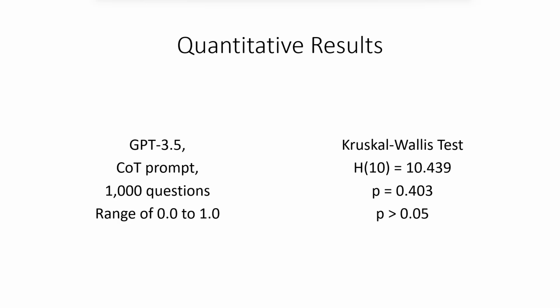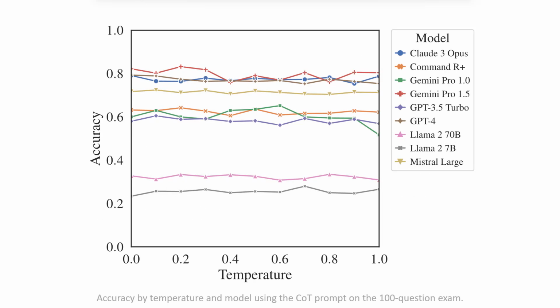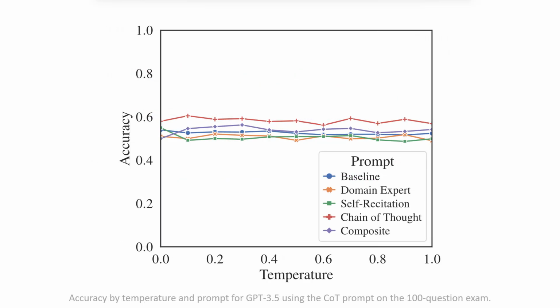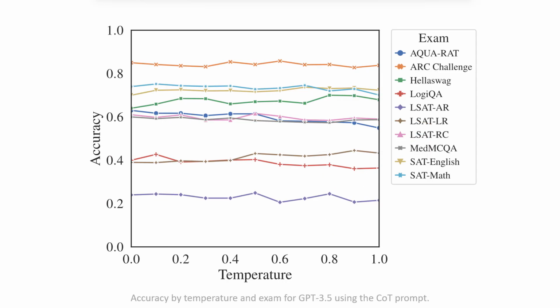To generalize these results across LLMs, we analyzed the data by model, once again using the chain of thought prompt and the 100-question exam. As we can see, the correct answer accuracy remained stable across all temperatures from 0.0 to 1.0. To generalize these results across various types of prompt engineering techniques, we analyzed the data by prompt. As we can see, the accuracy remained stable across all temperatures from 0.0 to 1.0. And to generalize these results across problem domains, we analyzed the data by exam. Once again, the correct answer accuracy remained stable across all temperatures we evaluated.